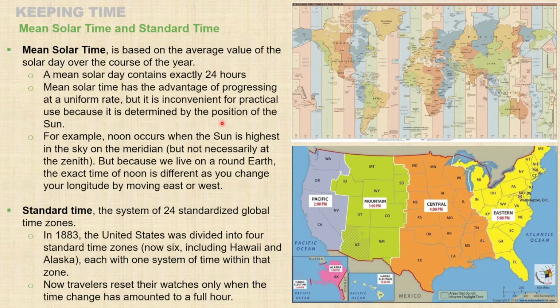One way is the mean solar time. We can always look at the Sun, and whenever the Sun is at our zenith, on top of us, we can call that noon, 12 p.m. But there's a problem with that.